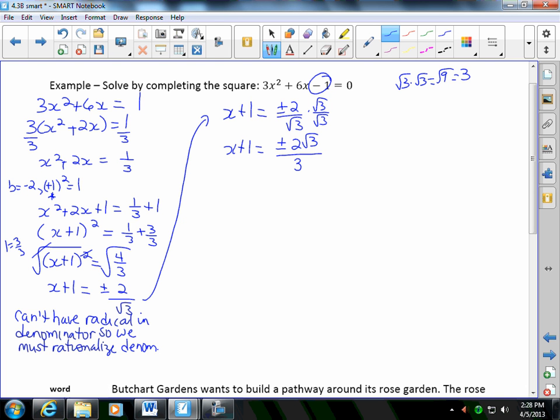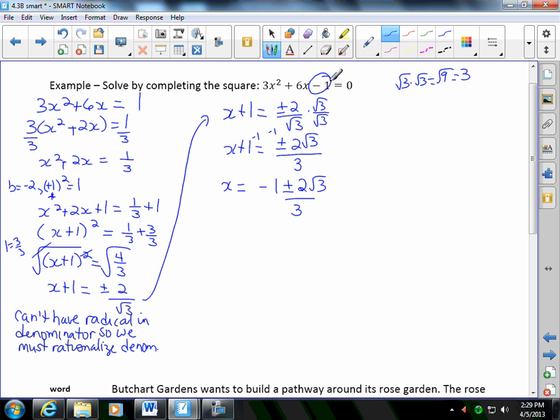So now I can finish solving this. X plus 1 equals plus or minus 2 square root 3 over 3. So that means I have to subtract 1 from both sides. So I have x is equal to negative 1 plus or minus 2 square root 3 all over 3. Remember that 3, or the denominator 3, is only over that plus or minus 2 square root 3.